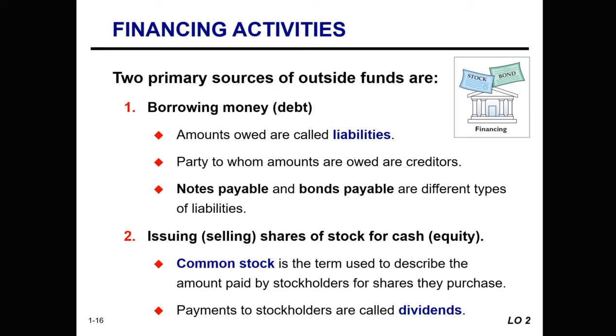The other primary source of outside funds is issuing ownership interests in the corporation to the investors, also known as selling stock to shareholders. In this particular class, we emphasize more on common stock than we do on other types of stock. However, just keep in mind there are a variety of types of stock. We'll start you off with the one that is in all organizations, which is common stock. And we'll go from there in your education. When we make payments to our stockholders, so when we send them money, this is called dividends.